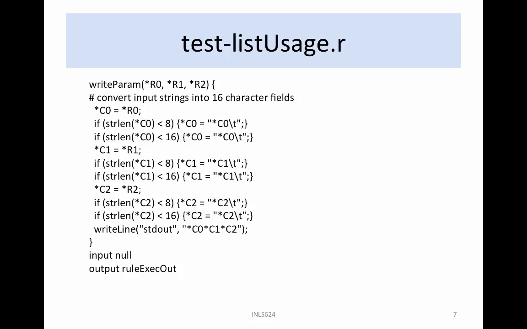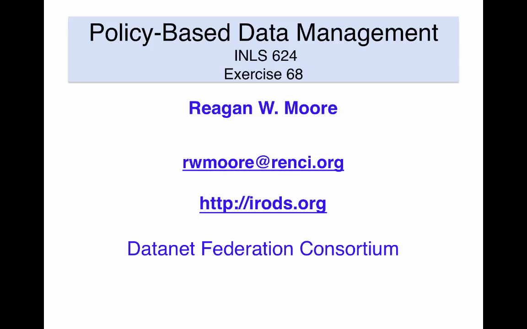The writeParam policy function pretty prints by ensuring that every string is at least 16 bytes or characters long. If the string length is less than 8, it adds a tab character to the name. If the string length is less than 16, it adds a tab character. This effectively adds 2 tab characters for string lengths less than 8. This is done for all 3 input parameters to the writeParam policy function. The policy function then writes the 3 variables to standard out.